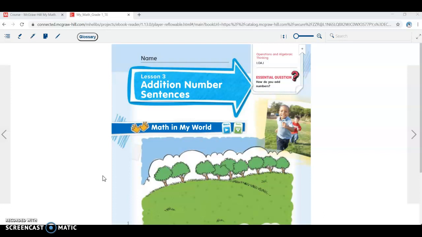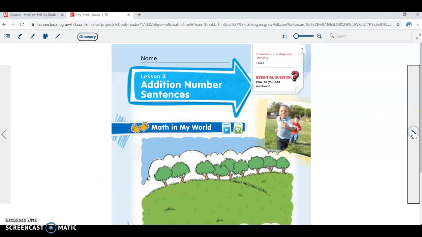We're going to work on Chapter 1, Lesson 3. Our focus today is going to be on our addition number sentences. So we're going to work on writing addition number sentences. Our standard today is going to be OA1. It is, I can solve word problems within 20. So being able to add and subtract within 20.